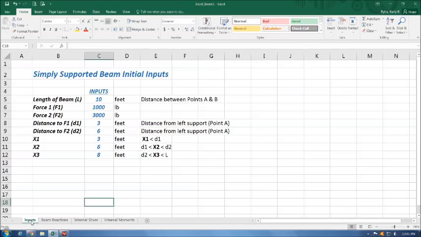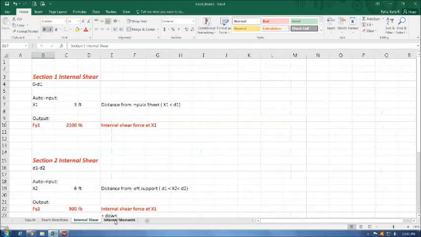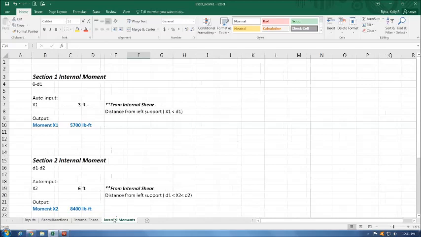So I have my first sheet here that comes up as my inputs. The second sheet is going to be my beam reactions. The third sheet, internal shear, and then internal moments. And it's just the magnitudes. You don't have to draw the pictures or draw the graphs using that.